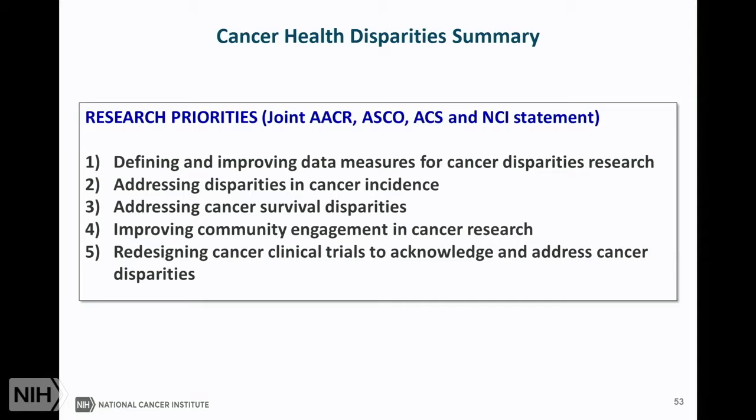a lot of the work comes back to, and we talked a little bit about this earlier on, defining and improving data measures for cancer disparities research. You could probably put any epidemiological research discipline after this, because we talked about smoking earlier.